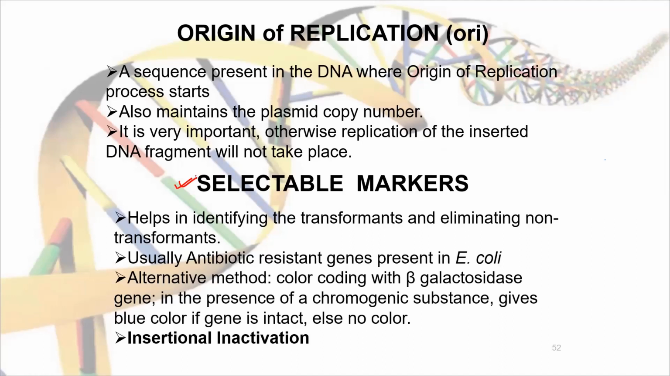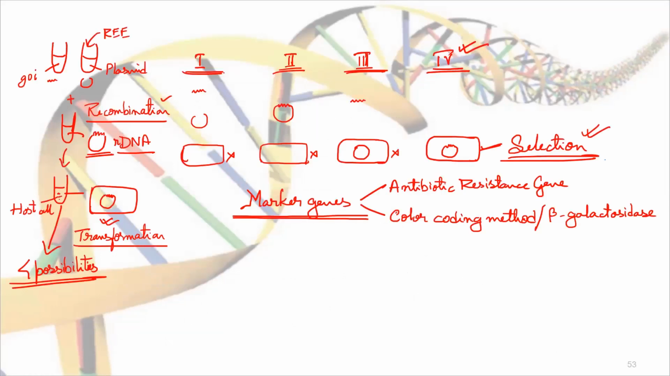For understanding the selectable marker, we look at it in this way: when the gene of interest is added to the plasmid, by the process of recombination, we get a molecule which is known as recombinant DNA. Now, when this recombinant DNA is introduced into the host, the process that takes place is known as transformation. So, successful entry of that recombinant DNA inside the host.